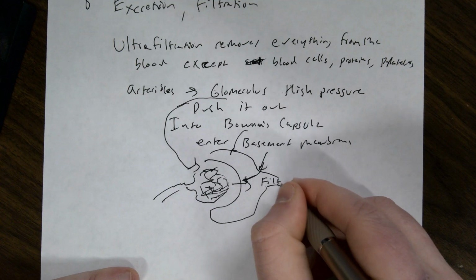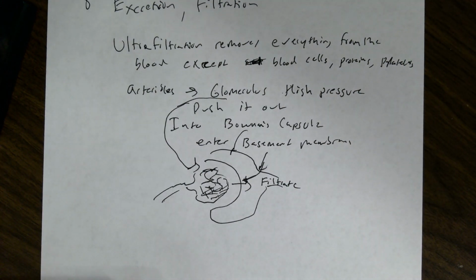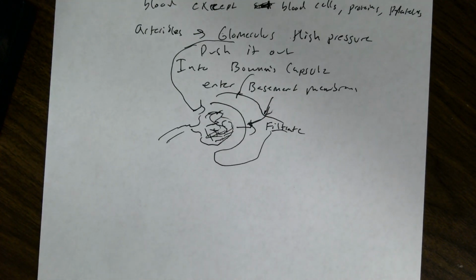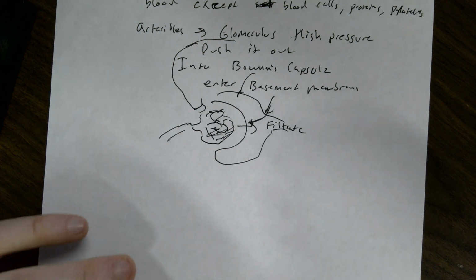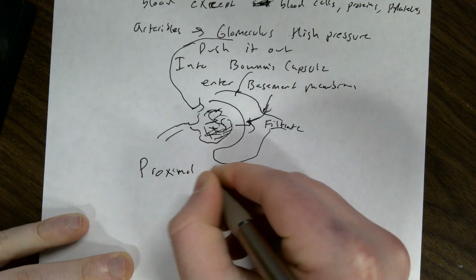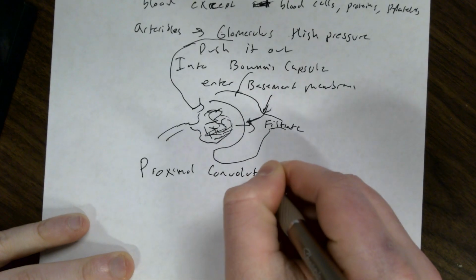So this pushes everything in here. Now we call it filtrate. So everything's in the filtrate. Well, you don't want everything in the filtrate. That would be really bad. You'd just be peeing everything out of your body. So you need to reabsorb things. And so that comes to the proximal convoluted tubule. So that's the next part, the reabsorption.